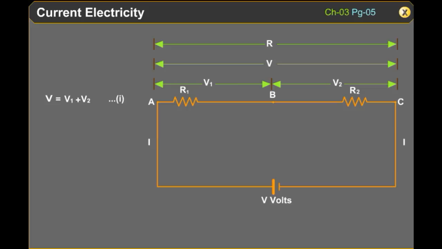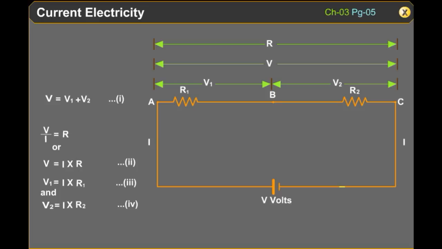Suppose the total resistance of the combination be R and the current flowing through the whole circuit be I. Applying Ohm's law to the whole circuit, V upon I is equal to R, or V is equal to I into R, equation 2. Since the same current I flows through both the resistances R1 and R2 connected in series, V1 is equal to I into R1, equation 3, and V2 is equal to I into R2, equation 4.